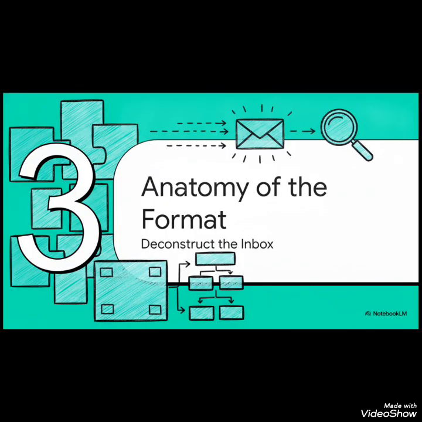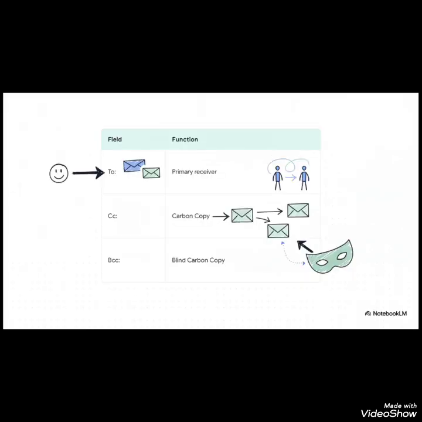Okay, section 3, anatomy of the format, deconstructing the inbox. Let's take a look at the technical headers. The To field, that's obvious. It's for your primary receiver. But the real strategy actually lies in CC and BCC. CC, which stands for carbon copy, loops someone in just for visibility, like copying a parent on an email to your teacher.